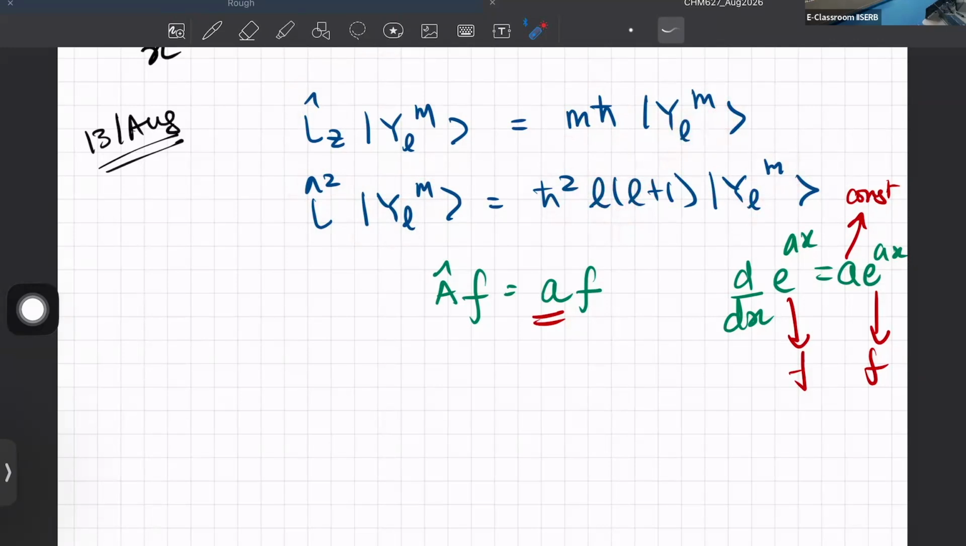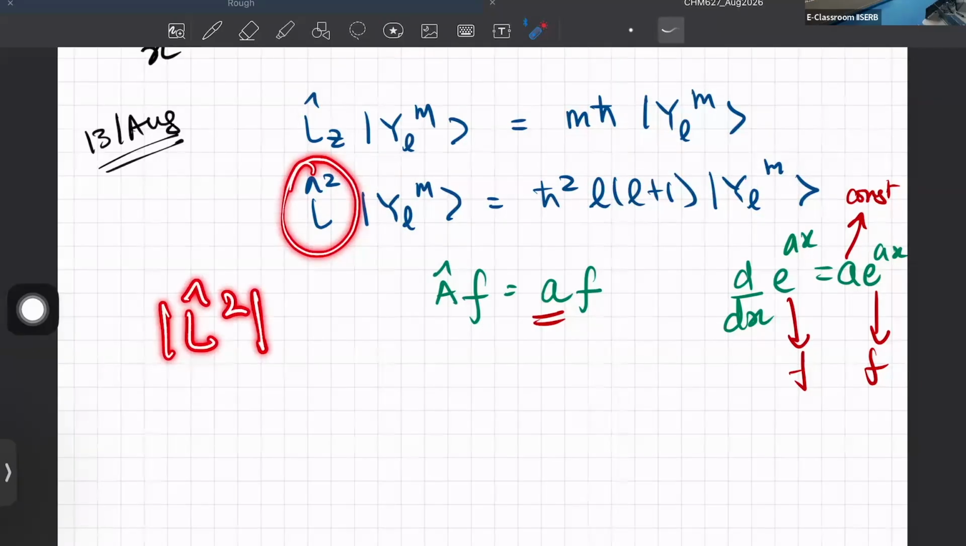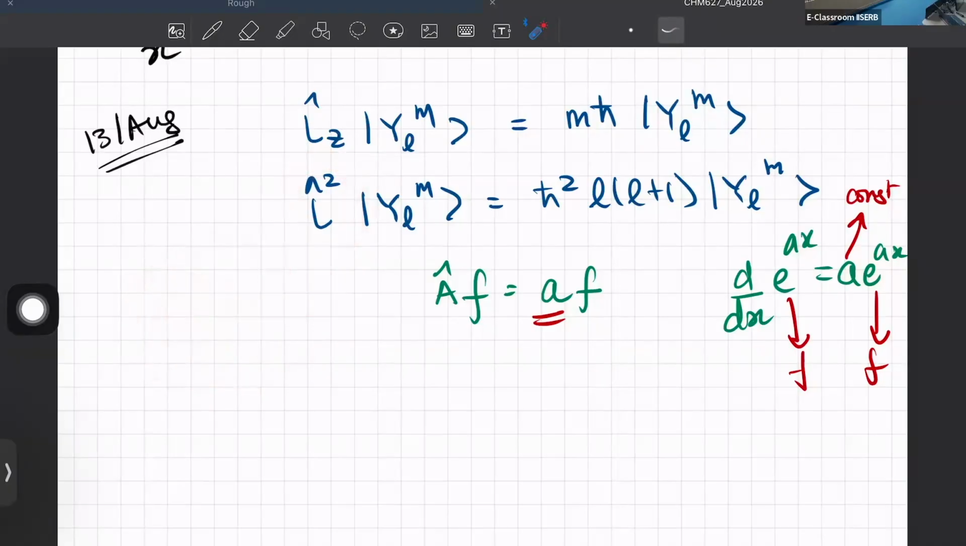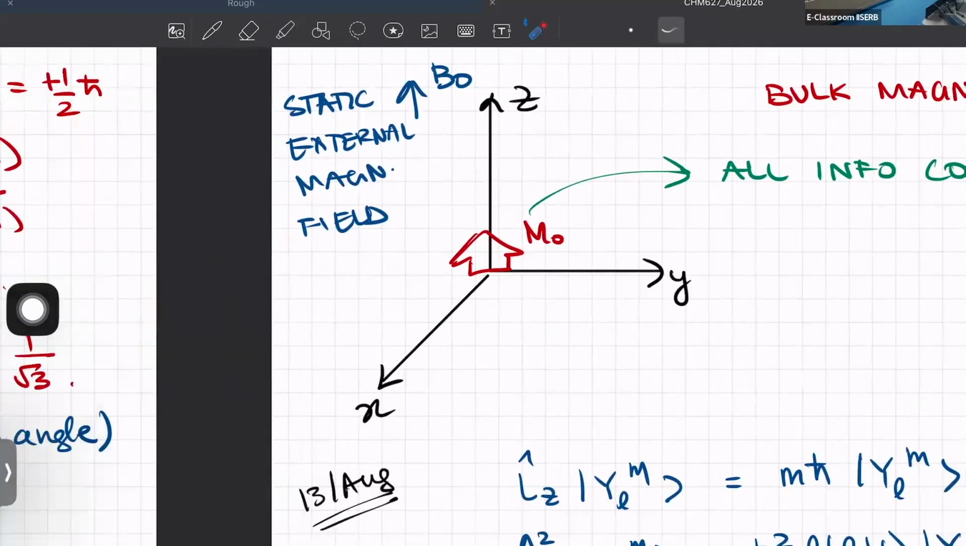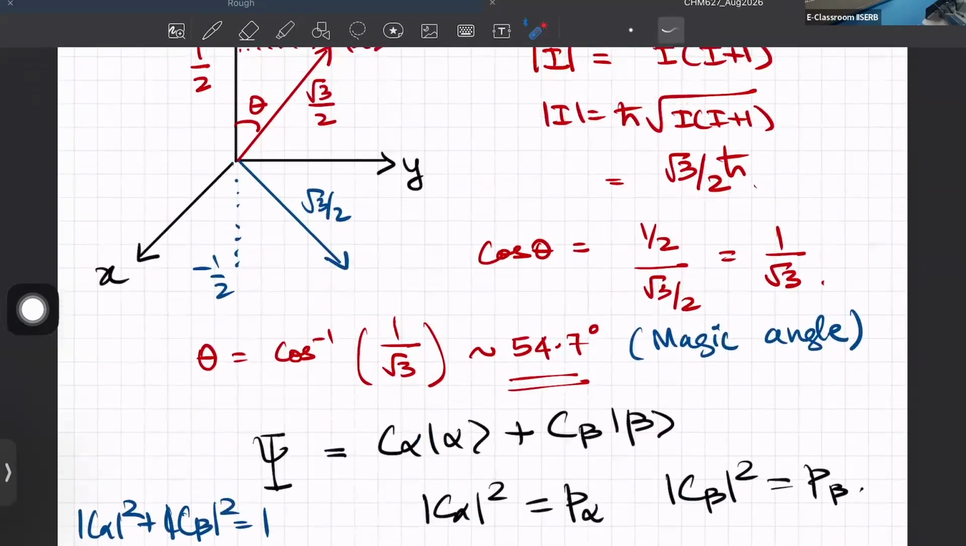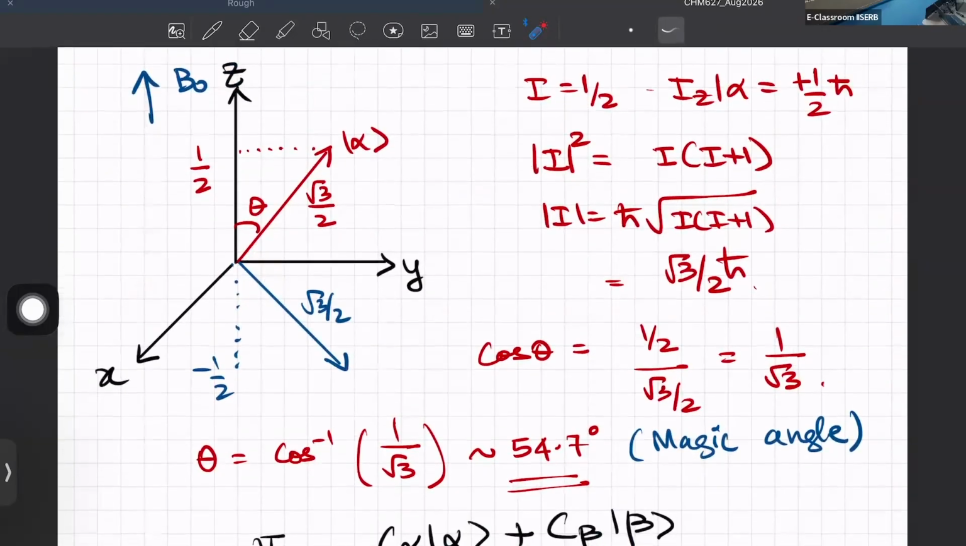Does that make sense? Is that clear now? Where the modulus of L square, or rather the square root of L square, gives you the length of the vector, which is why we had H cross times square root of I into I plus 1. And therefore, what you end up getting is the length of the vector for a spin half system is root 3 by 2, while the projection is half. And therefore, we determine what the angle is.